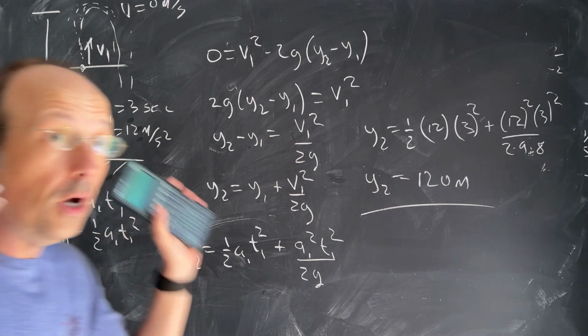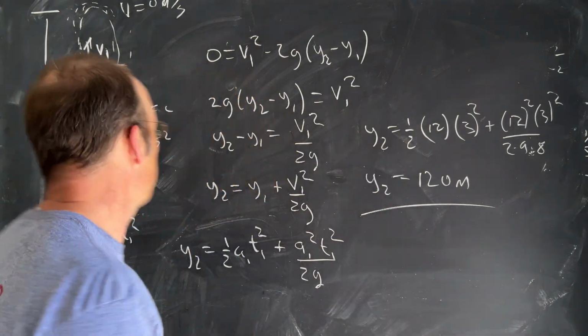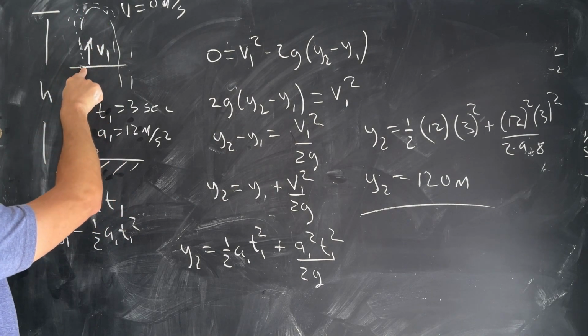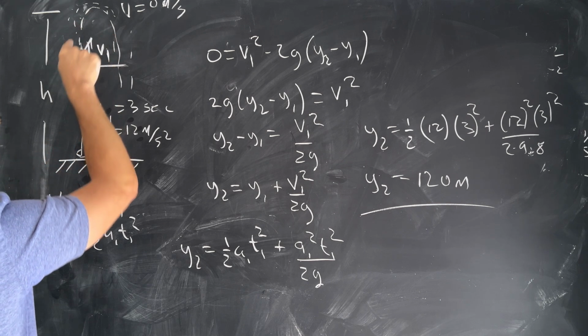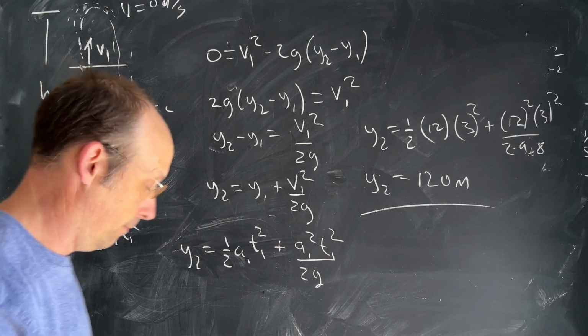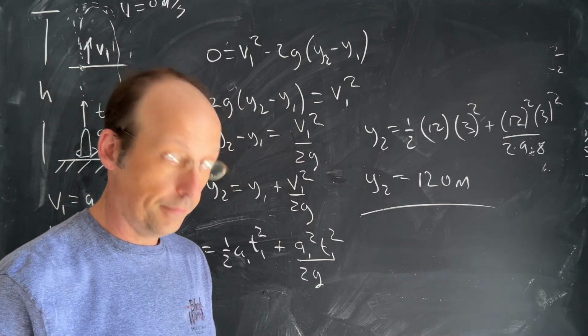It's a two-step problem. It's a two-acceleration problem: acceleration, acceleration. The final y here is the initial y for the second part. The final velocity here is the initial velocity for the second part. There you go. Kinematics.